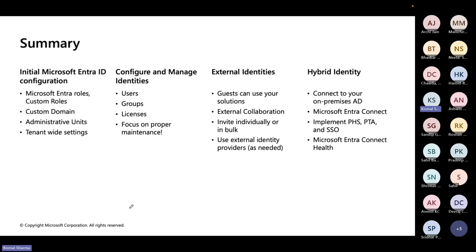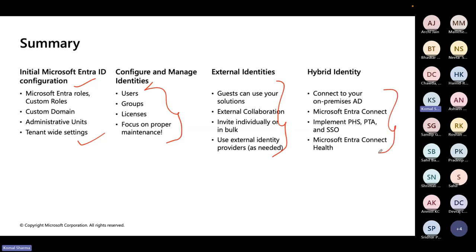So now by the end of this topic, we are done with the initial Microsoft Entra ID configuration, where we have discussed the roles, custom roles, and tenant-wide settings. We have discussed how we can create the users, groups, assign the licenses, and all. We have discussed the external identities, and we have just covered the part of hybrid identity.